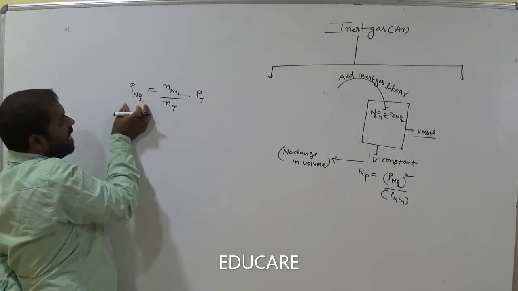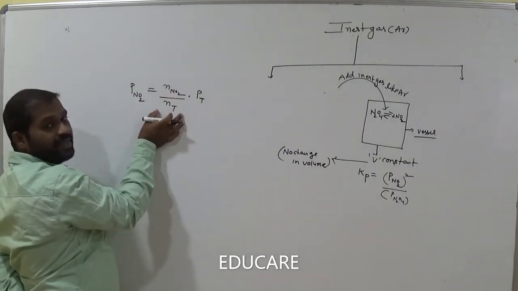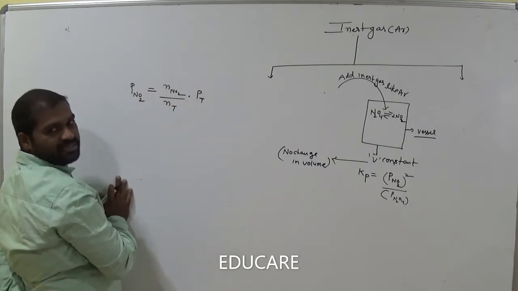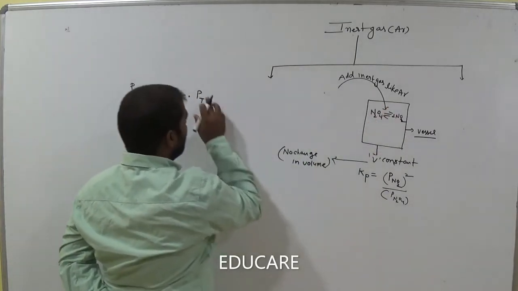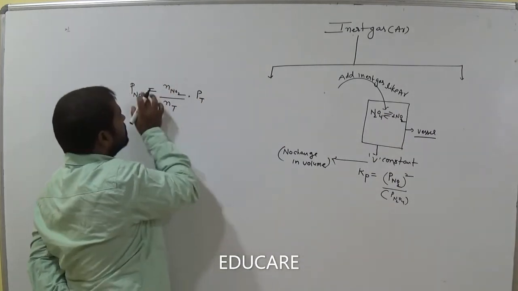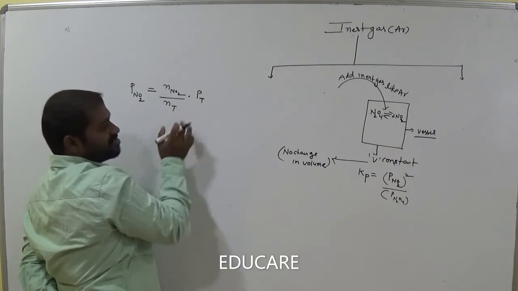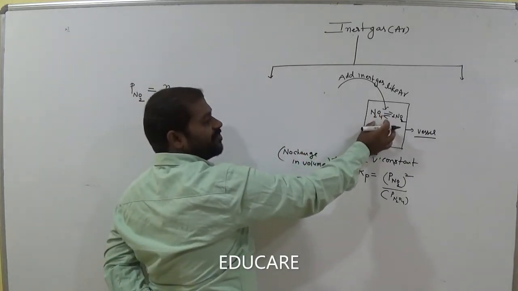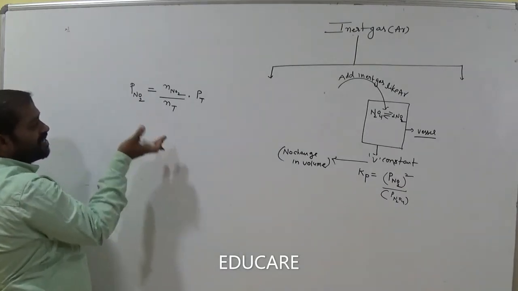Partial pressure of any gas equals the number of moles of the gas divided by the total number of moles in the mixture, multiplied by the total pressure. This is the total pressure of the mixture, taken as PT. The number of moles of NO2 is taken as n NO2, and the total moles is the moles of N2O4 plus the moles of NO2. Then it gives the partial pressure of NO2.